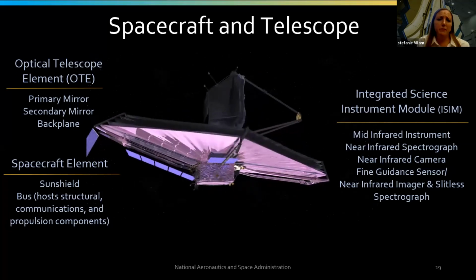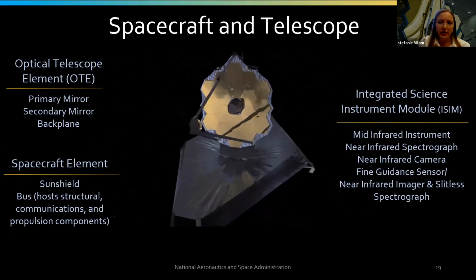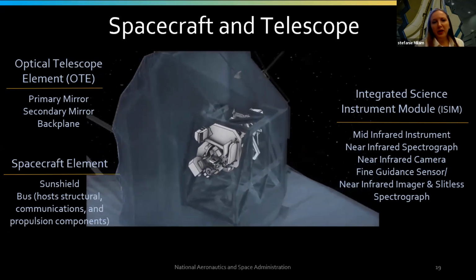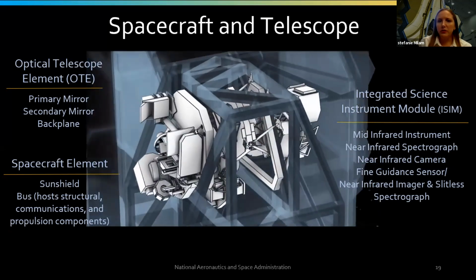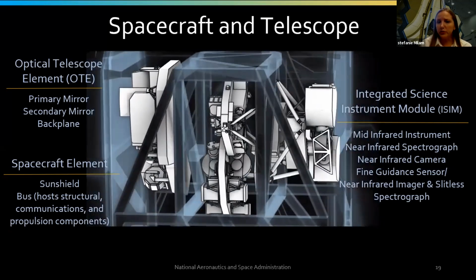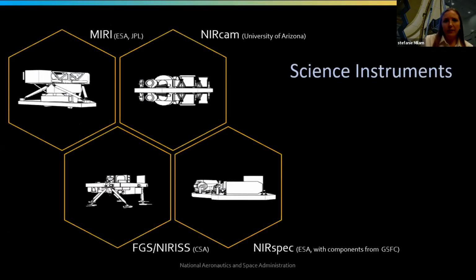We have some primary components and noticeable parts of the telescope, including this huge sunshade that's about the size of a tennis court, our beautiful gold primary mirror, but then we also have the heart of the telescope, which resides right behind the primary mirror, where we have our 4 science instruments. These 4 instruments were contributed from all of our partners.